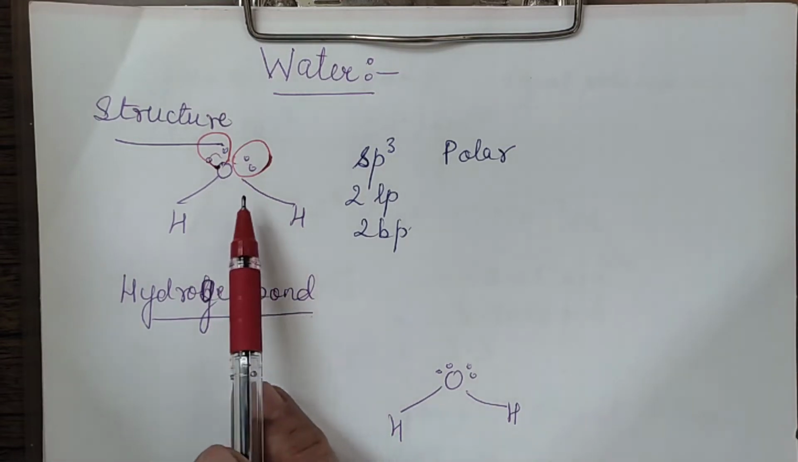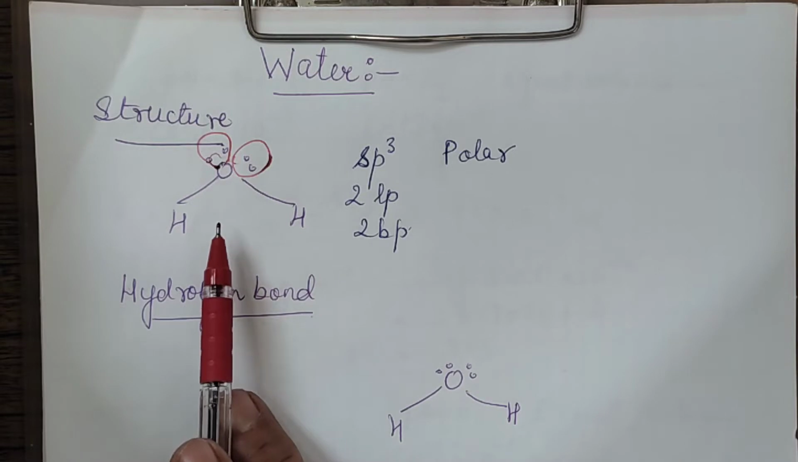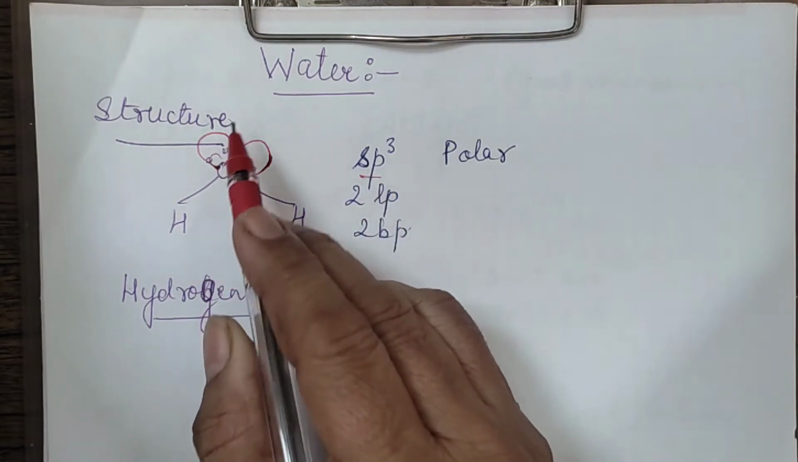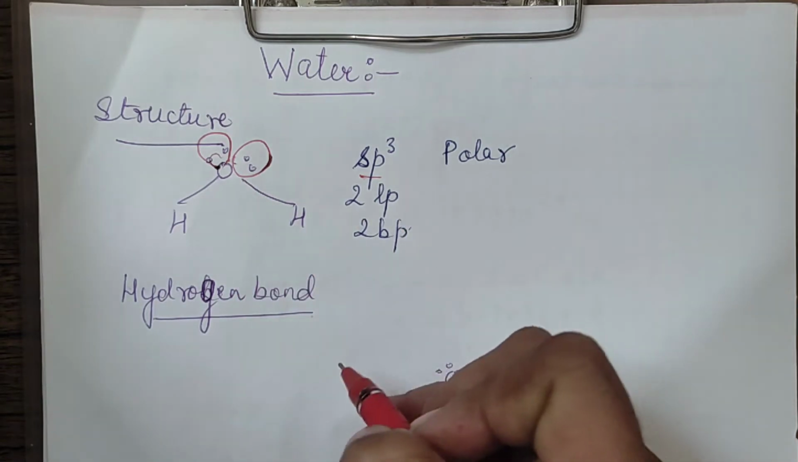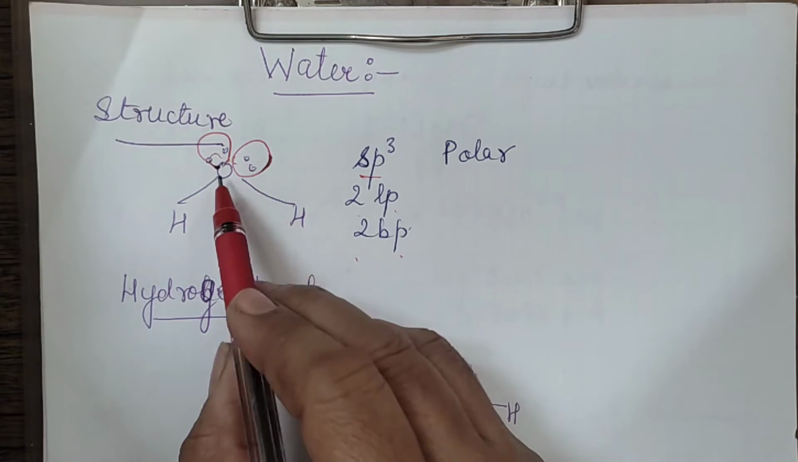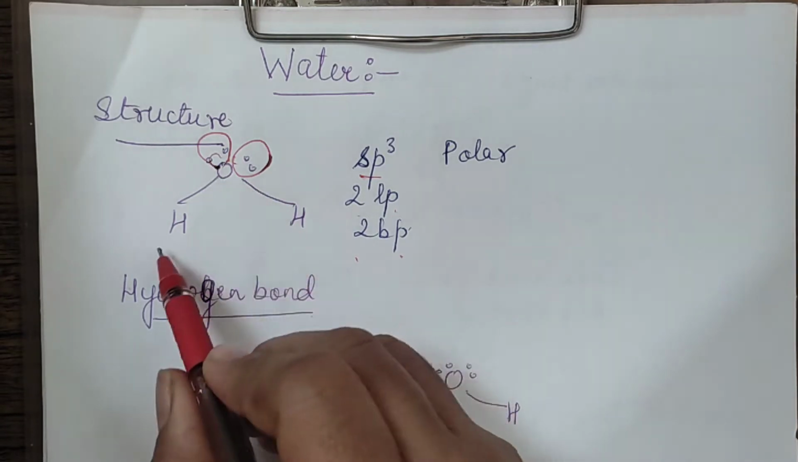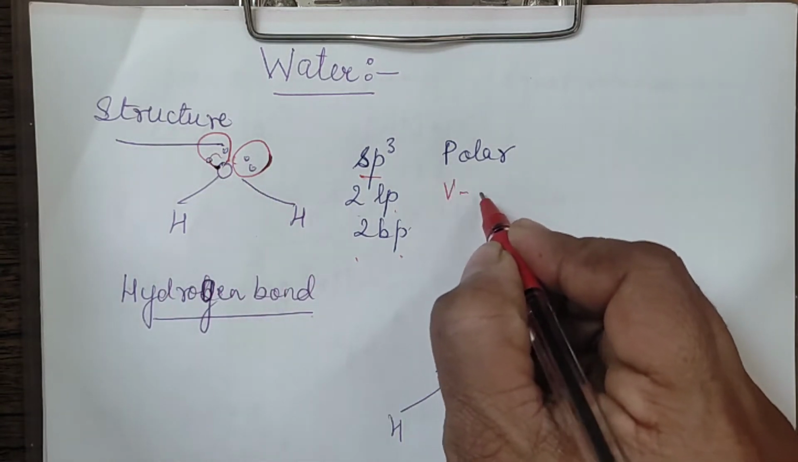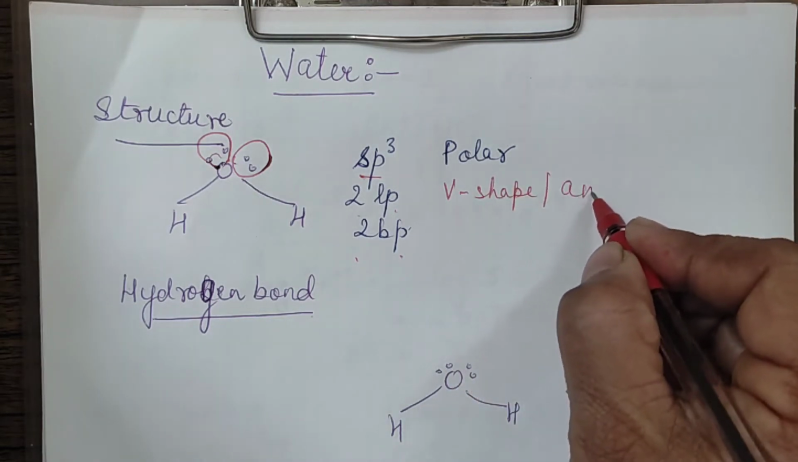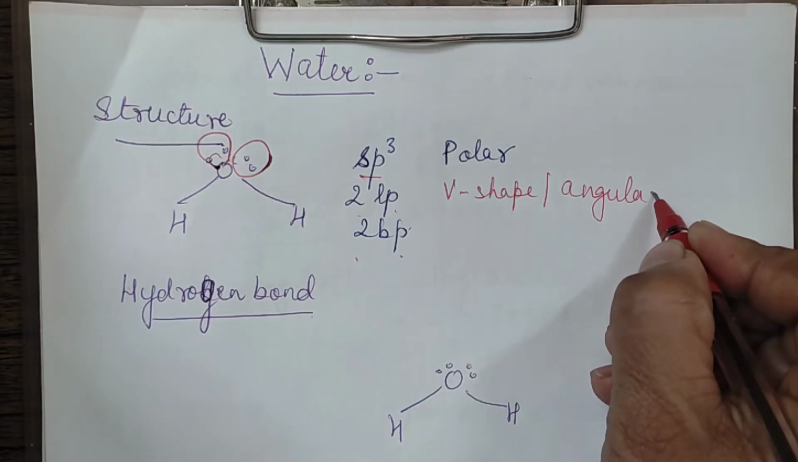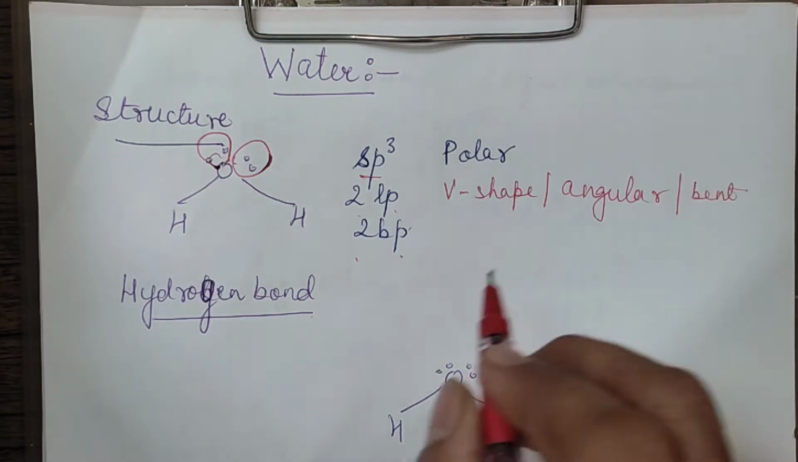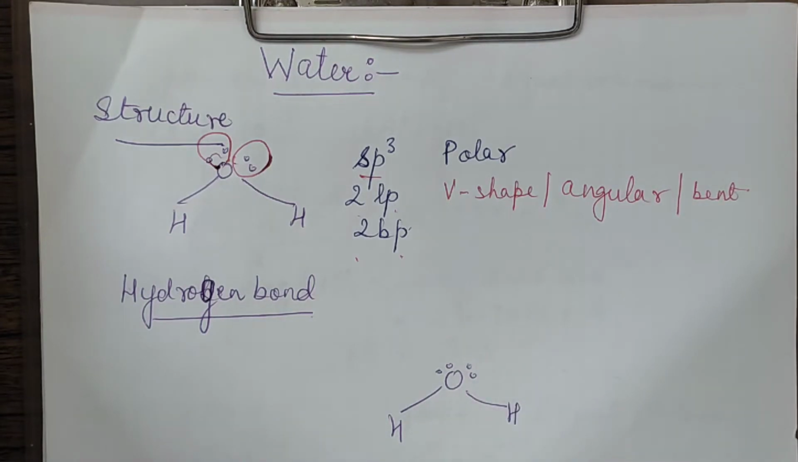The first thing is structure of water. Now, as per the hybridization, we can calculate that hybridization in water, that is on oxygen atom, is sp3. So there are two lone pairs and two bond pairs present in water molecule. So it is V shape. We say it is V shape, or we can also say it is angular molecule, or we can also say it is bent molecule. All that we have done in detail in chemical bond.